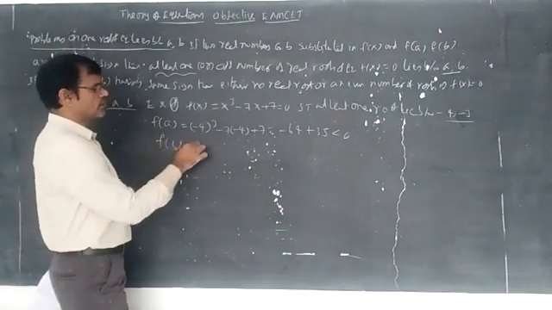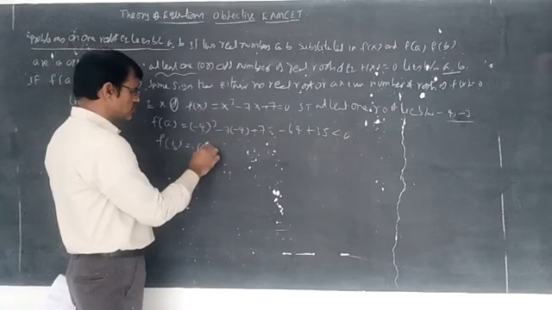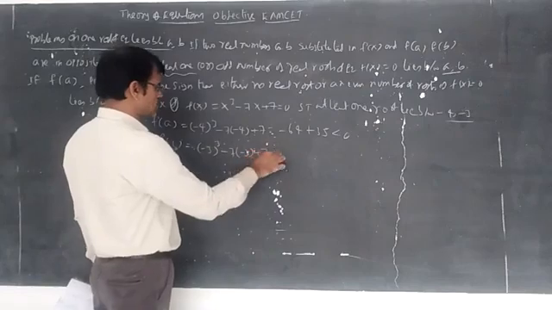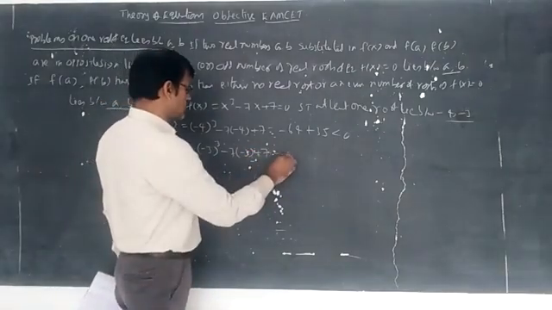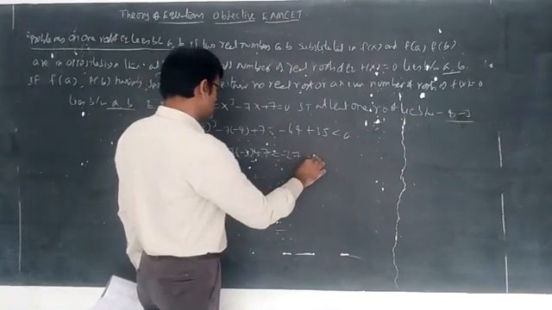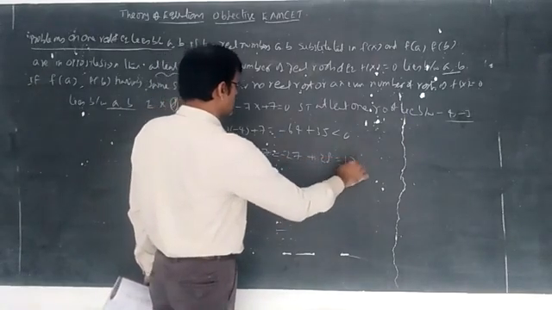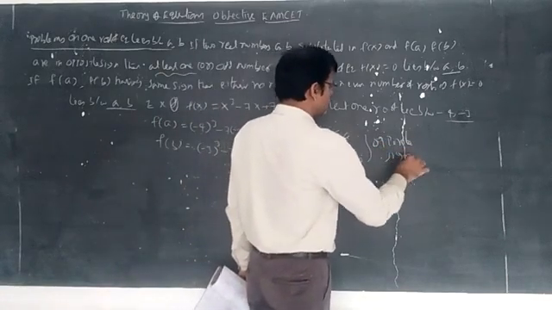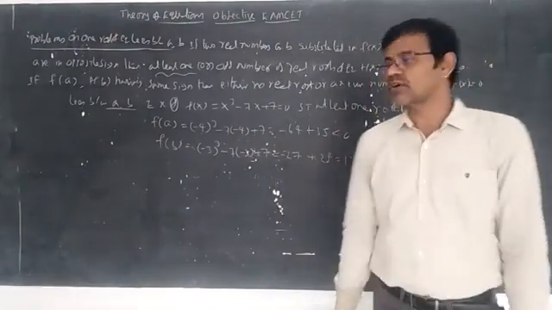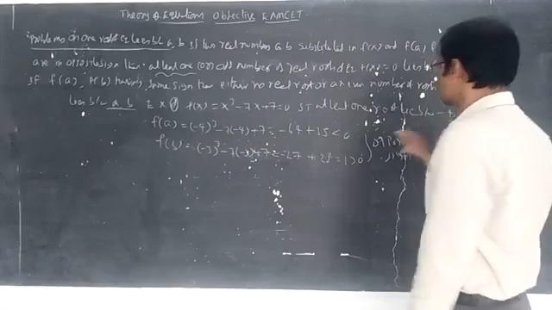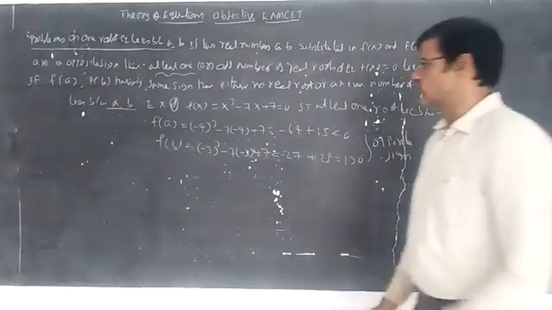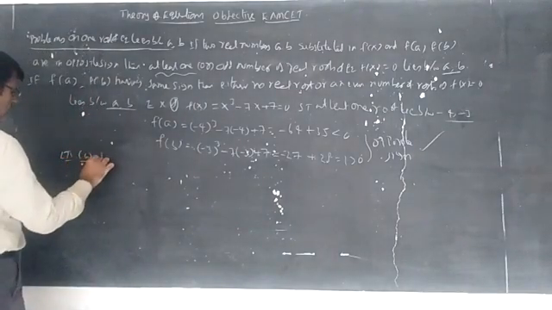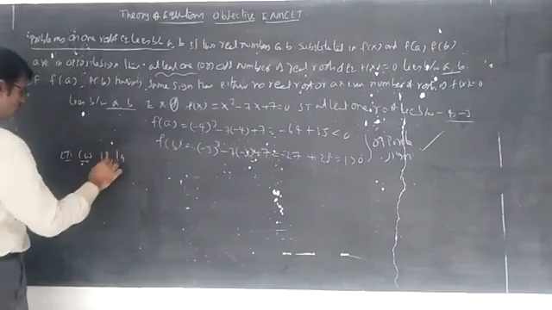F of b I am writing now. F of b means minus 3, you substitute: minus 3 whole cube minus 7 into minus 3 plus 7. So it is minus 27 plus 21 plus 7, just 1. So opposite sign. That's all, it is enough. Whenever f of a is less than 0 and f of b is greater than 0, opposite sign we got, we can say that at least one real root lies between minus 4 and minus 3. Depends upon this one.